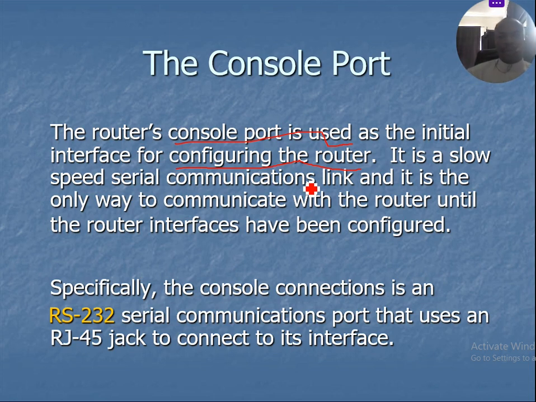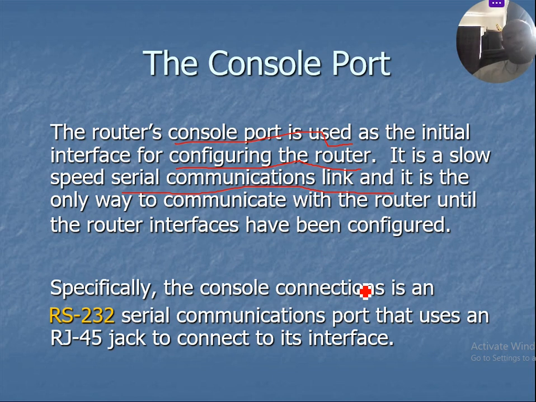Let's move on quickly. We say it's a serial communication. The console port is a serial communication link, and it is the only way that we can communicate with the router initially, until all the other interfaces of the router have been configured.